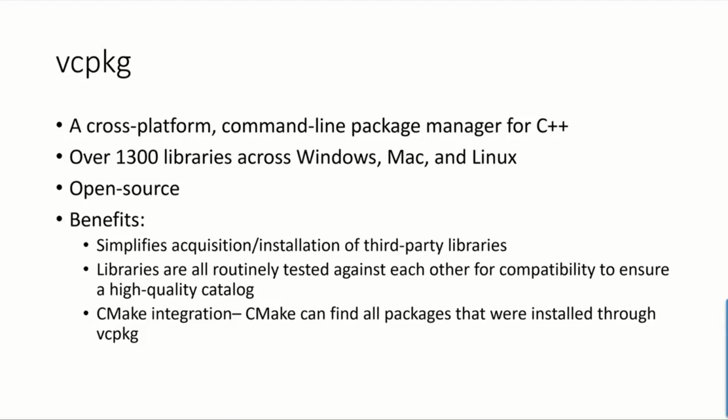First, it simplifies the acquisition and installation of third-party libraries. All you need to do is run vcpkg install and then the name of the library from the command line. Also, the libraries are all routinely tested against each other for compatibility to ensure a high-quality catalog. The last thing I'll mention is that you can integrate CMake with vcpkg so that CMake can find all packages that were installed through that instance of vcpkg when configuring and building your project.